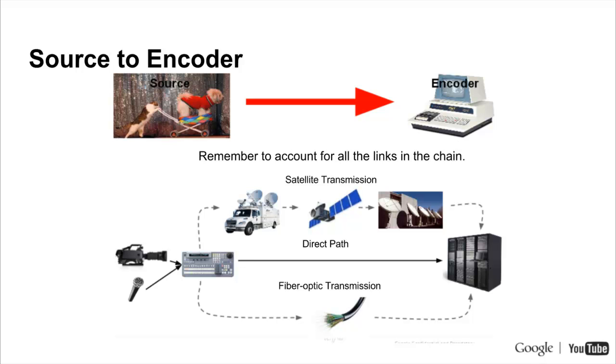For satellite transmission, you'll need to send the source feed to an uplink antenna. Think of a news satellite truck. The antenna will send the feed to a satellite, and then it will be pulled down or downlinked by a receiving antenna at your acquisition point where your encoder is.